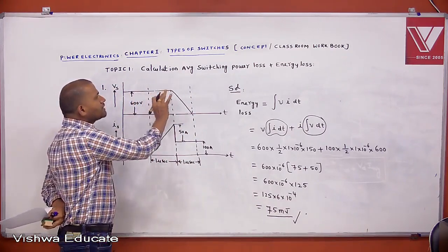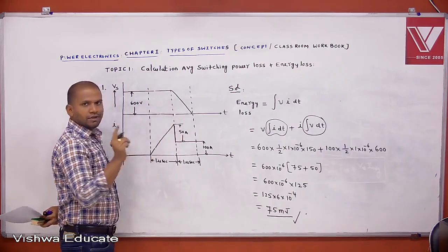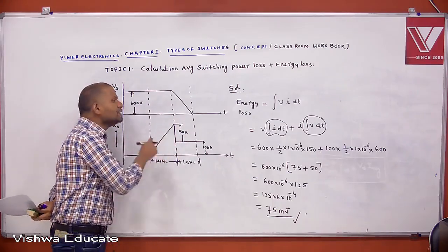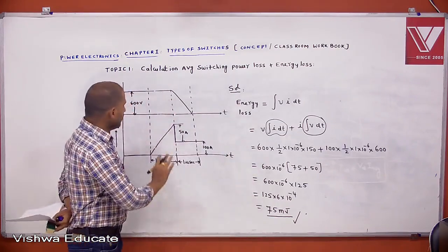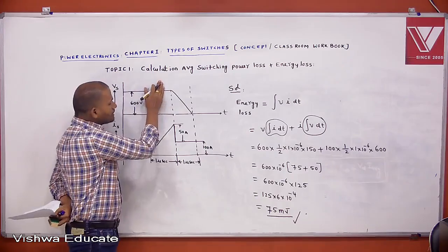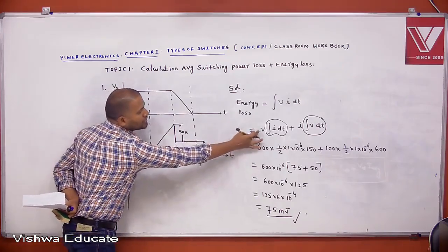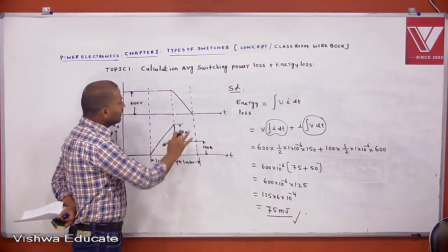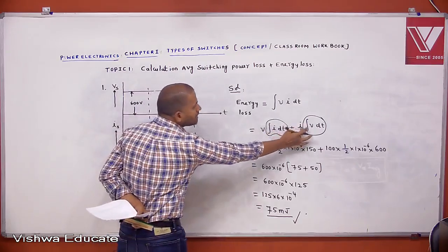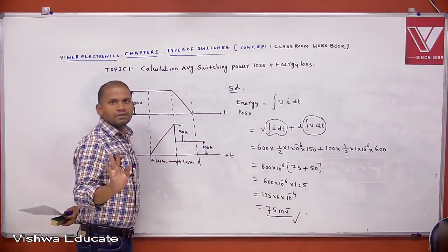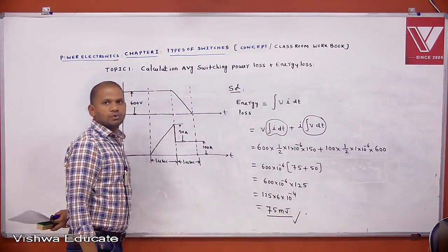The question asked is to calculate energy loss. It is not a power loss. In the problem it is mentioned to calculate energy loss. In this area voltage is constant, current is changing. That's why I kept V constant, I changing. In this area, current is constant, V is changing. Kept I constant, voltage is changing. This is the first problem. The answer is 75 millijoules.